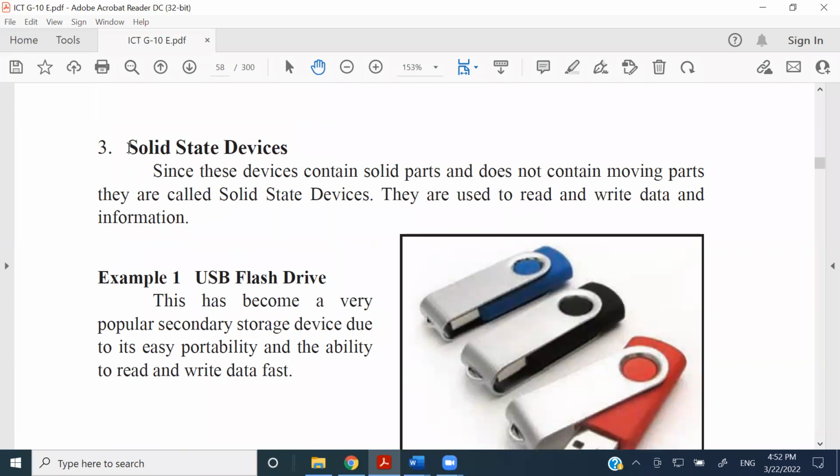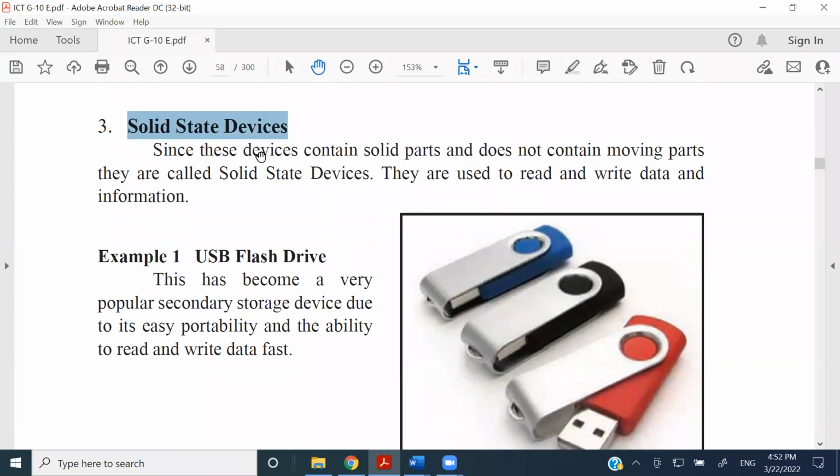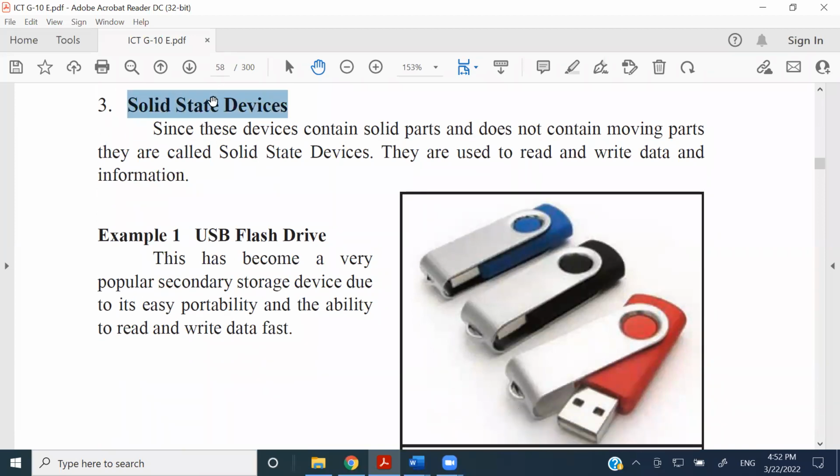So this is the third category, which is solid state devices. So let's copy this down, people. Solid state devices. And as an example, we can have the USB flash drive and the SD cards.